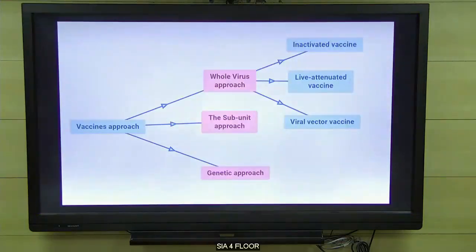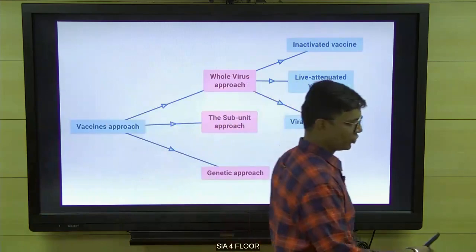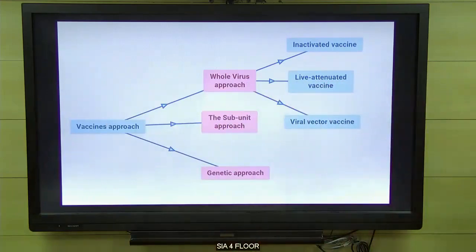I'll give you a one-liner for this. These are the approaches through which we can develop vaccines. First one, the whole virus vaccine, then the subunit approach and the genetic approach. Good. Starting with the inactivated vaccine.